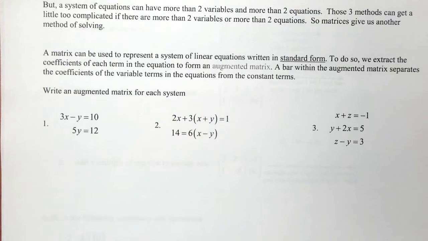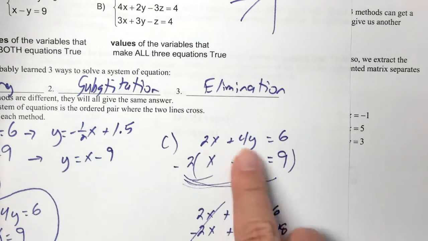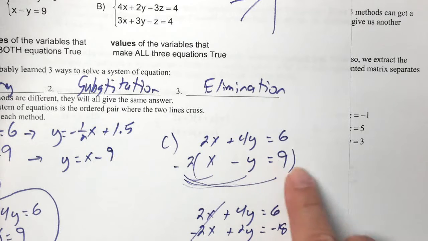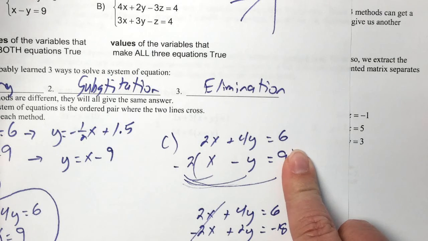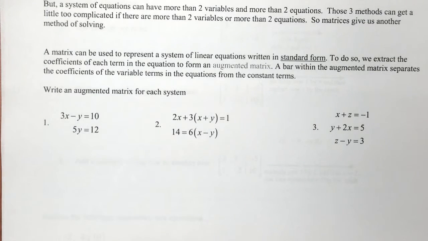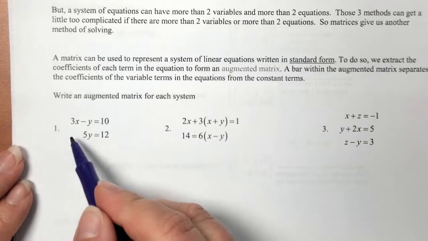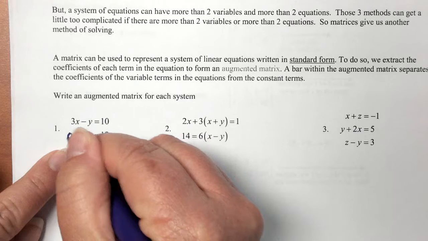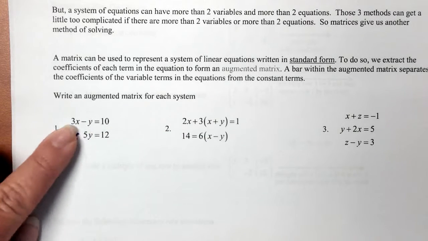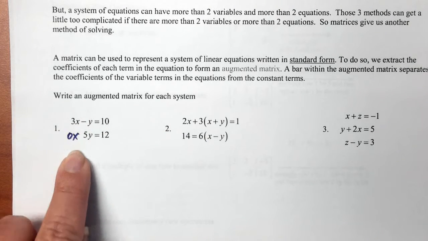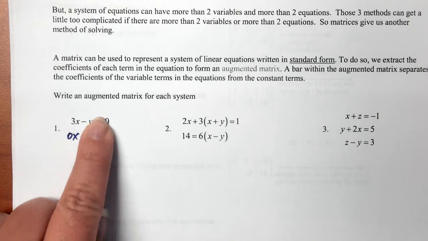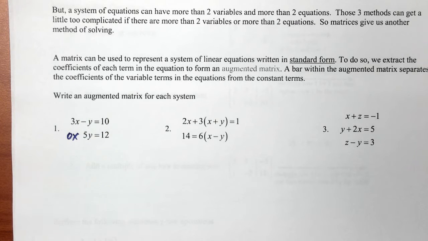Remember how when we did the elimination, we lined up the x's, we lined up the y's, we lined up the equals, and we lined up our constants, our plain numbers at the end. We still need to do that if we're going to use matrices. So right here, notice that there's no x in this equation, so I'm going to put a 0x right here, so all my x's are lined up, my y's are lined up, my equals are lined up, and then my constants are lined up.